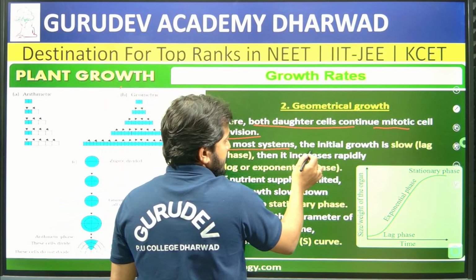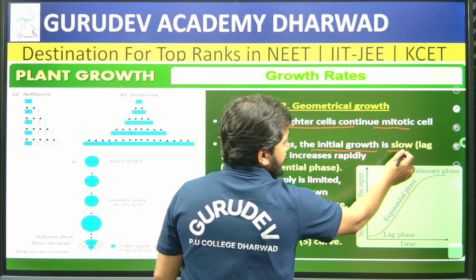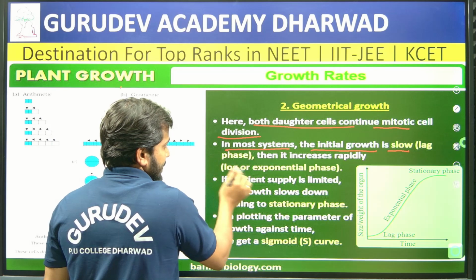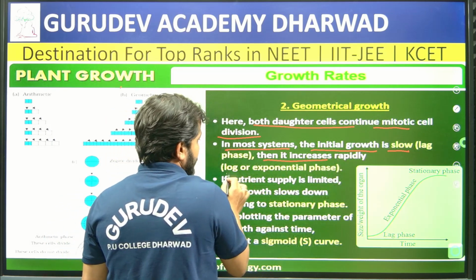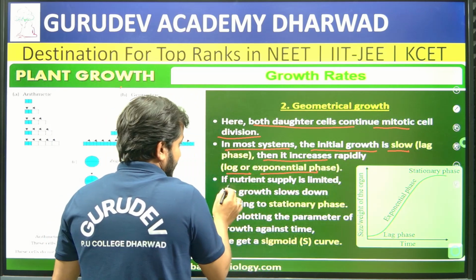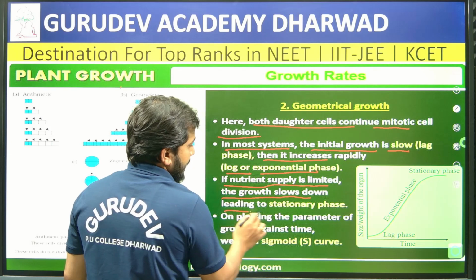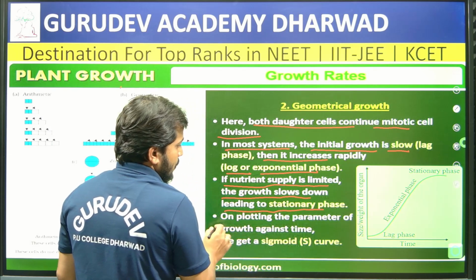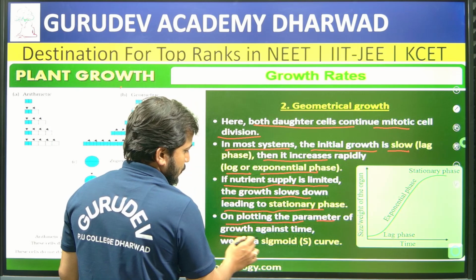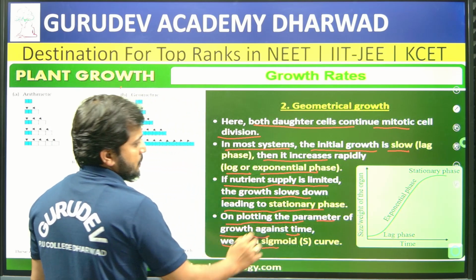In most systems the initial growth rate will be slow, which we call the lag phase. Then it increases rapidly with the log or exponential phase, and if the nutrient supply is limited, the growth slows down, leading to the stationary phase. Then on plotting the parameters of growth against time, we get a sigmoid curve.